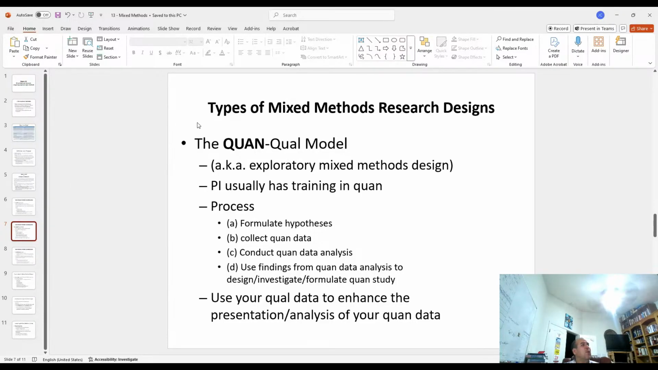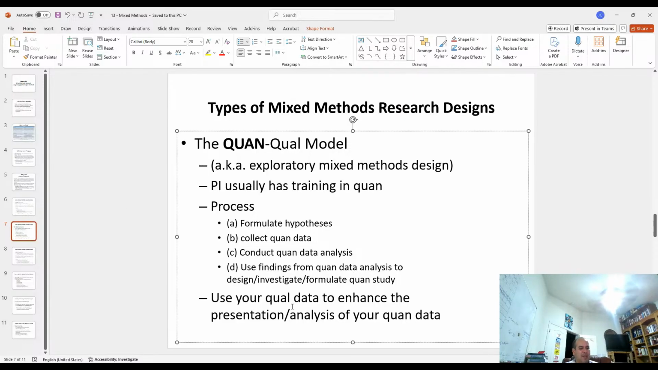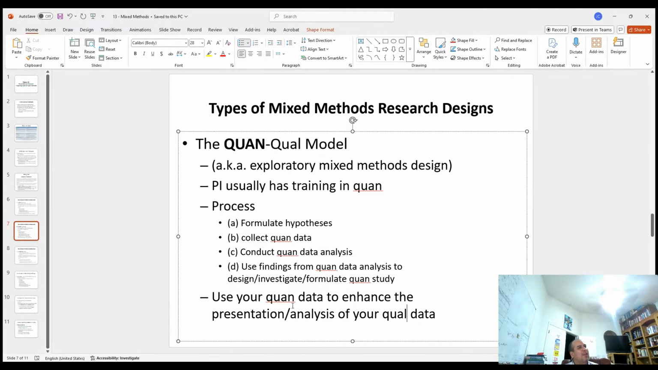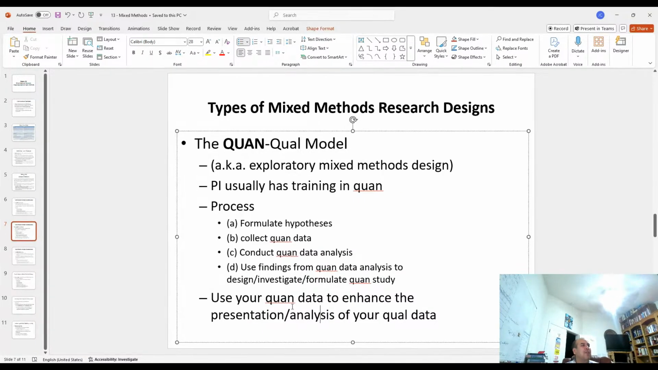You use the qualitative to enhance presentation and analysis. If I just put it backwards, I apologize. I don't want to confuse you. The qualitative is only going to be used to enhance the quantitative. Remember, the quantitative is king in this model.